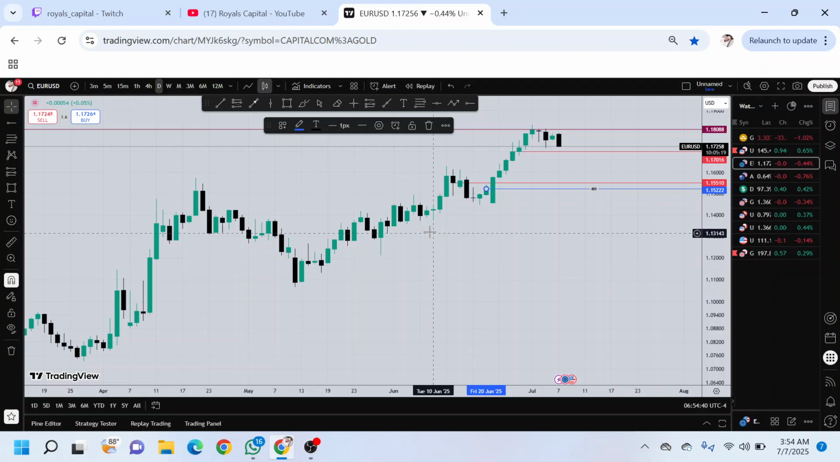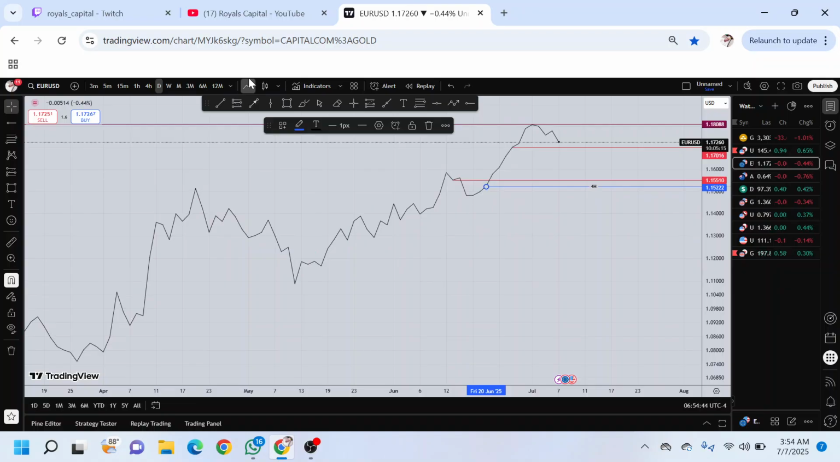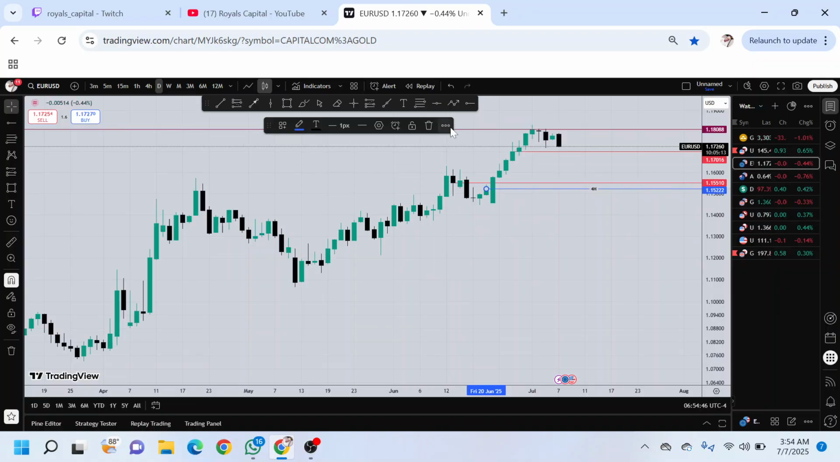We are currently in this range here. Can you see? So we are currently trading in this range here. I use my fib very well on this pair. So if I draw from here to here, sorry, it's not very accurate.